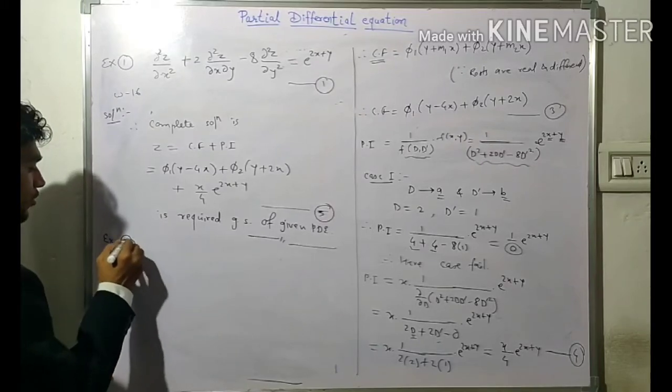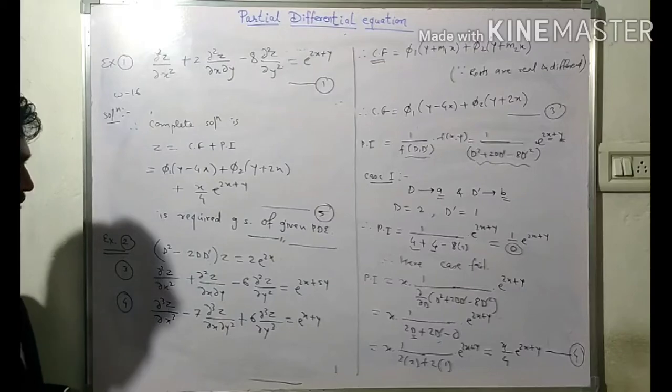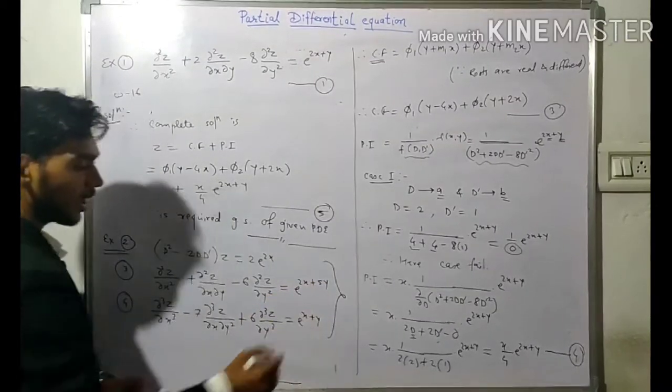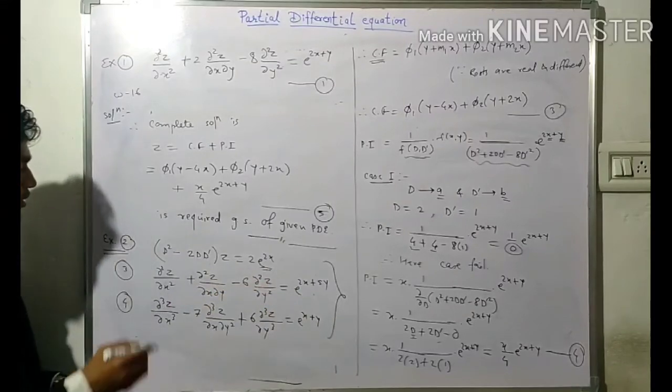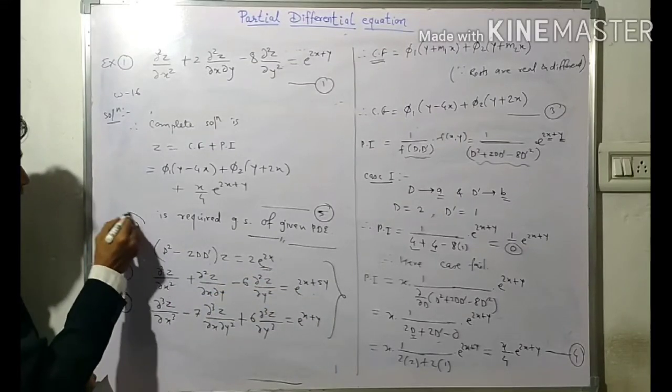Example 2. So all these three examples are of type 1, that is the exponential function. Okay, so these examples are homework for all of you.